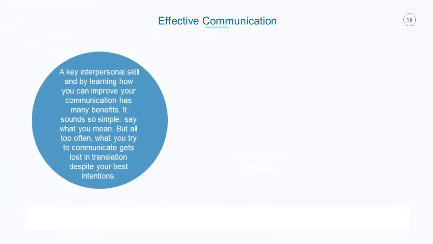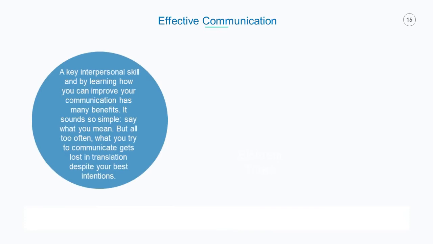Effective communication is important, for it is a key interpersonal skill, and learning how you can improve your communication has many benefits. Some of these are building trust, preventing or resolving problems, providing clarity and direction, creating better relationships, increasing engagement, improving productivity, and promoting team building.